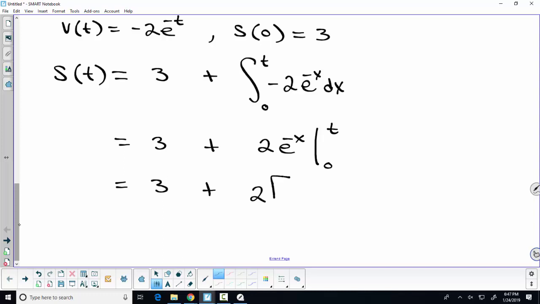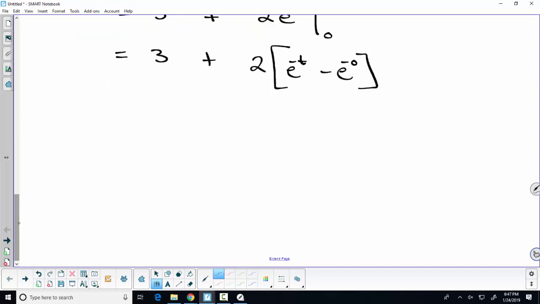So we'll take that 2 out. So that's e to the negative t minus e to the negative 0. And so we have 3 plus 2e to the negative t minus 2, which is 2e to the negative t plus s of t.